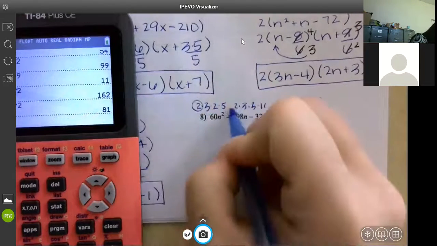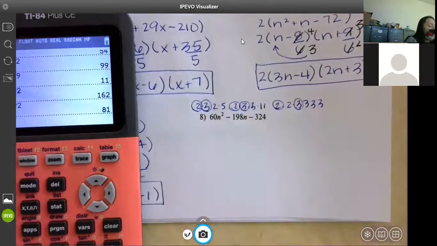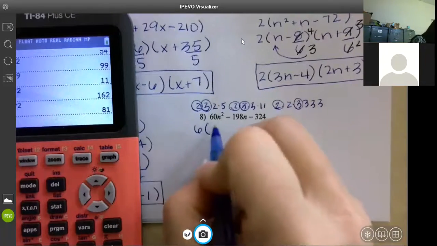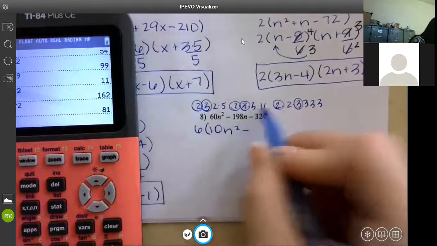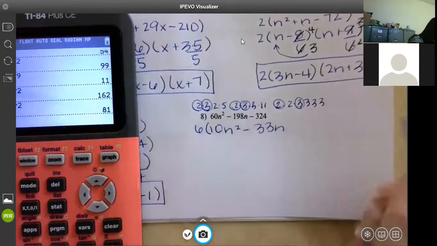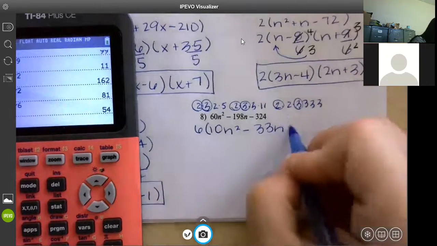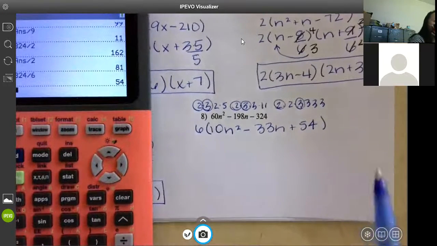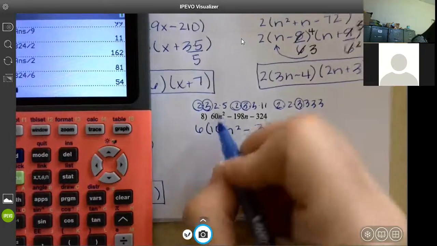So they have a 2 in common. They do not have another 2 in common. They have a 3 in common, but they don't have a 5 in common. So that's where I got the 6 from. Okay. So when I take the 6 out, I get 10n squared minus 3 times 11 is 33n. And then 324 divided by 6 is 54. You have to take the GCF out. If you don't take it out, you're going to get it wrong. Okay, especially in the EDN, I don't want you to do that. Make sure you always take out a GCF first.